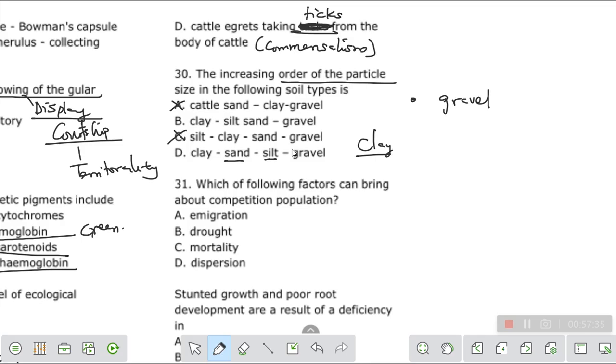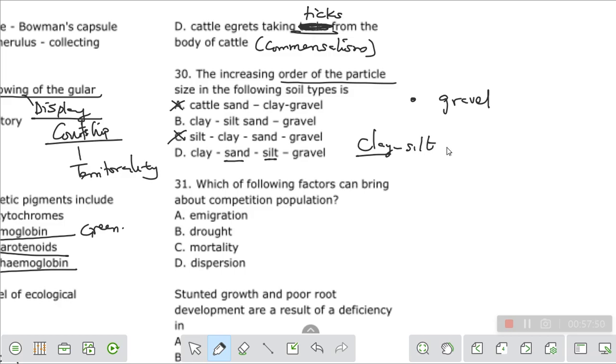So let's go to number 31. Which of the following factors can bring about competition? I told you that when the space is not much, there will be competition. When there is too much population, there will be competition.